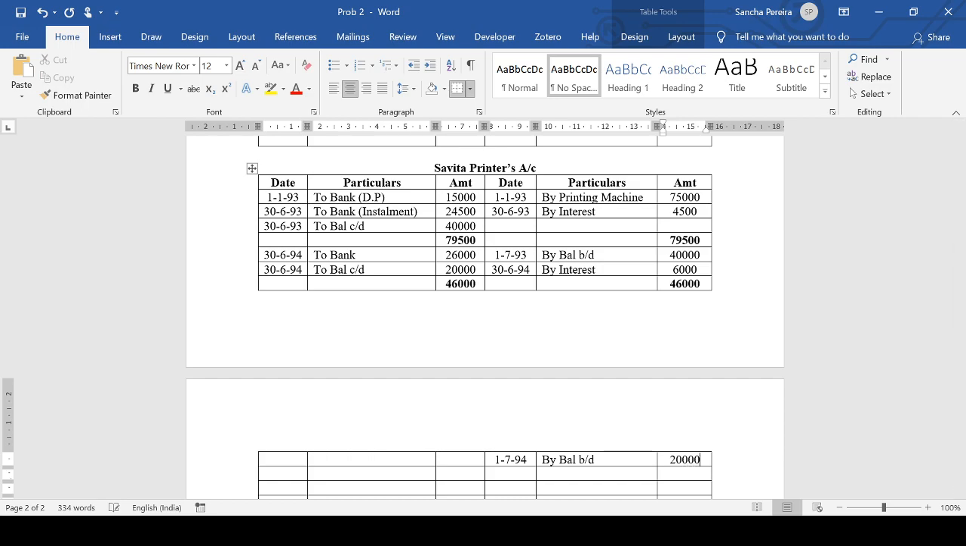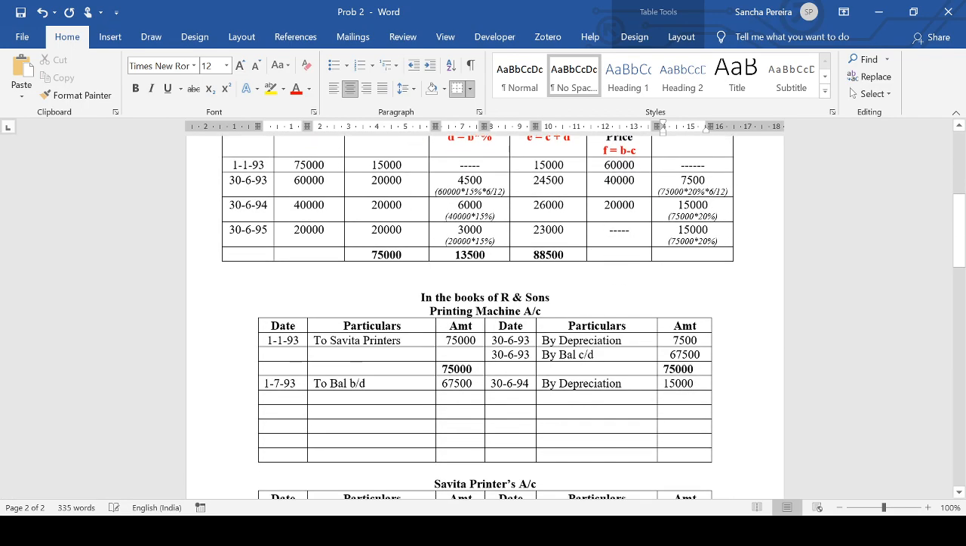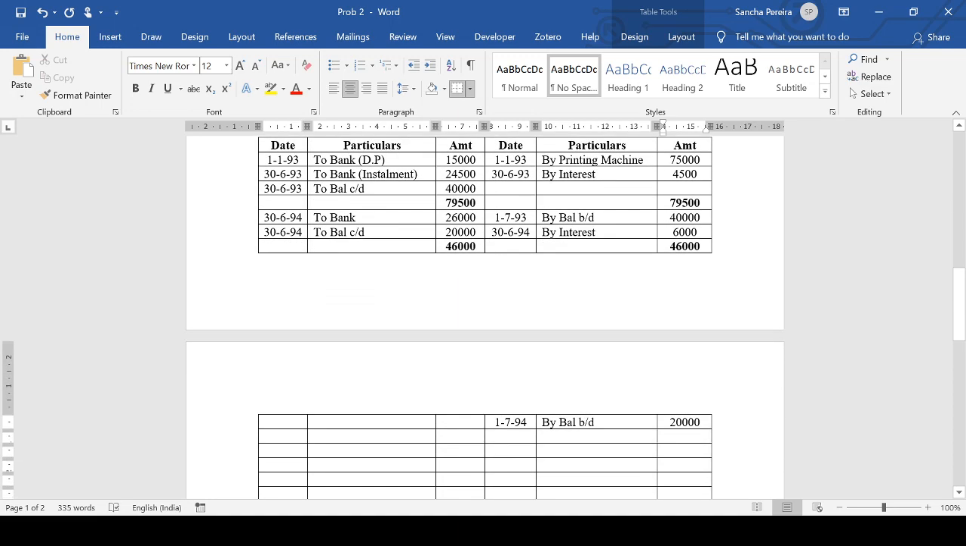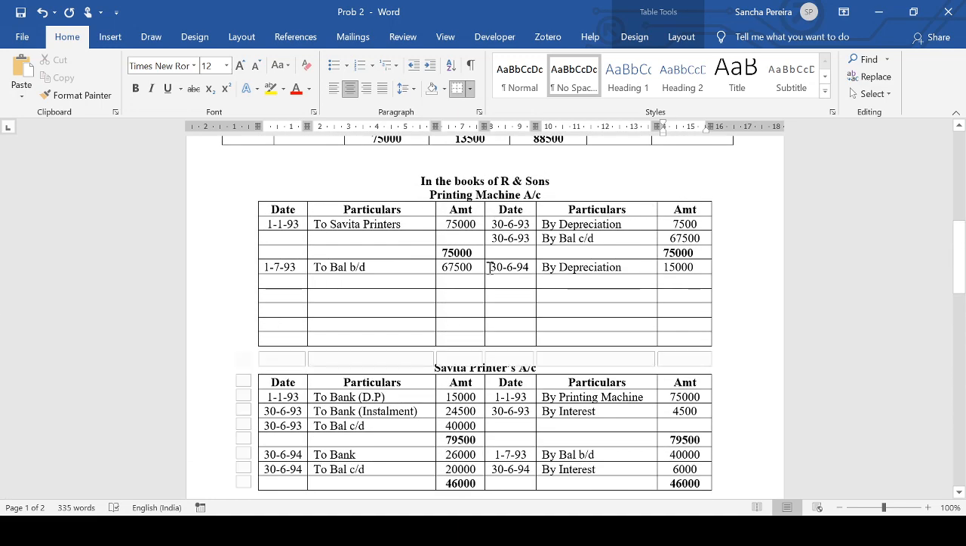Let's see if we are correct. Yes. Okay. The amount that is outstanding at the beginning of the third year is 20,000, and that's what we paid. So we've done this, and please don't forget the asset account. Let's close the asset account as well. So here we have 67,500, the total 67,500.